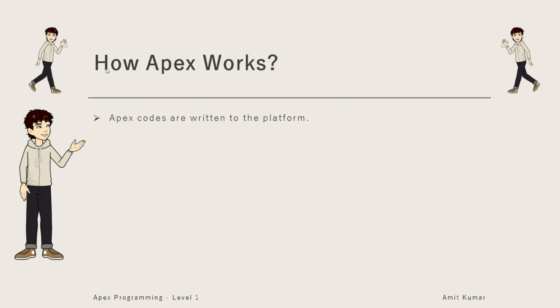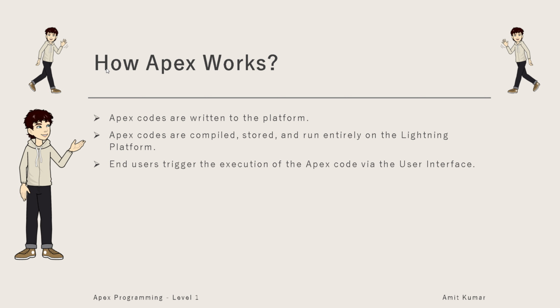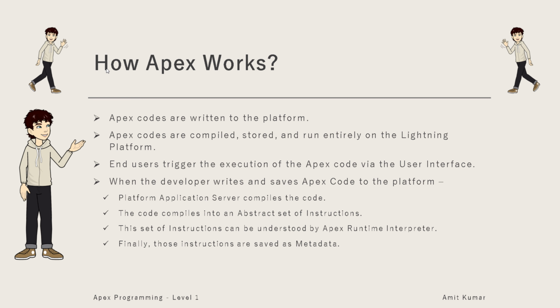We are going to talk about how Apex works. Apex code is written on the platform. Then the Apex code is compiled, stored and run entirely on the Lightning platform itself. End users trigger the execution of the Apex code via the user interface. So basically, Apex code is written on the platform, compiled, stored and run entirely on the Lightning platform.